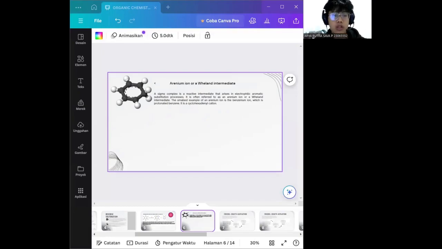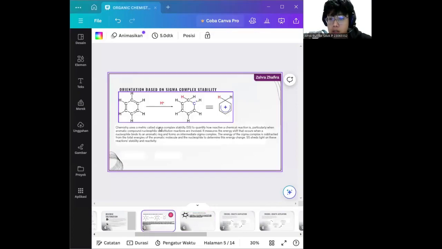First of all, nitration of benzene. In the nitration of benzene, the electrophile is the nitronium ion, NO2 plus. The benzene ring donates a pair of electrons to form a bond with the nitronium ion, creating a sigma complex, which is like this.